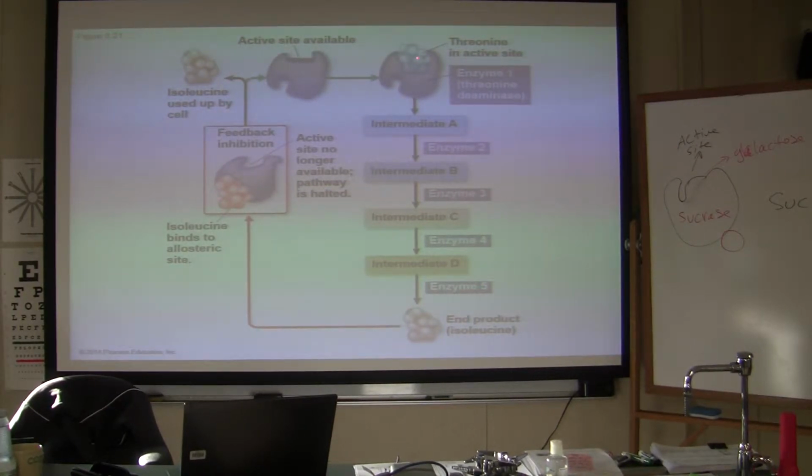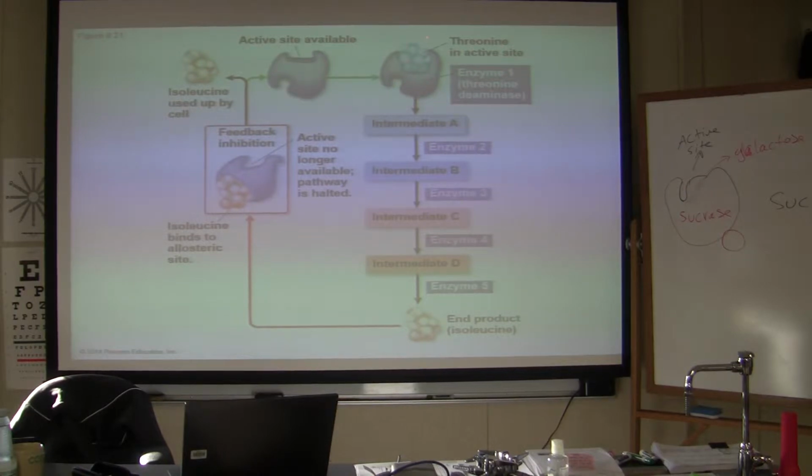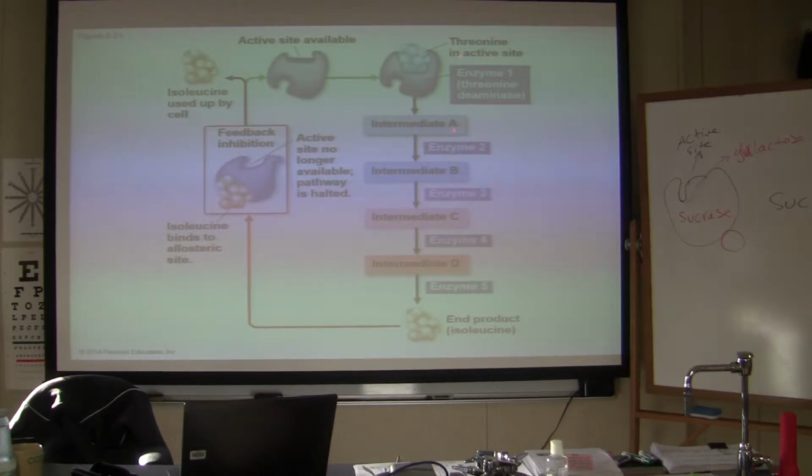One amino acid turns into another amino acid, but in between there is a pathway. Do I make sense? They call it metabolic pathway. There is a metabolic pathway. A becomes B, becomes C, becomes D, and eventually becomes isoleucine. Of course, there is an enzyme for each one of them.